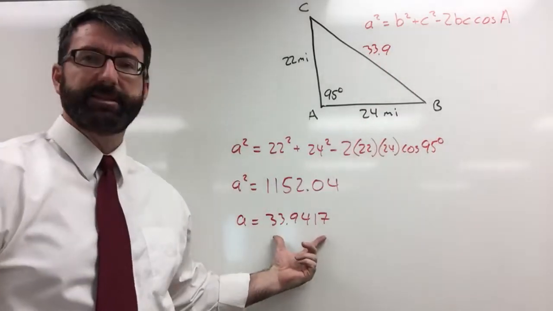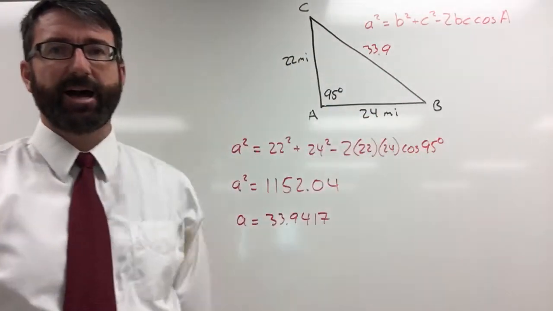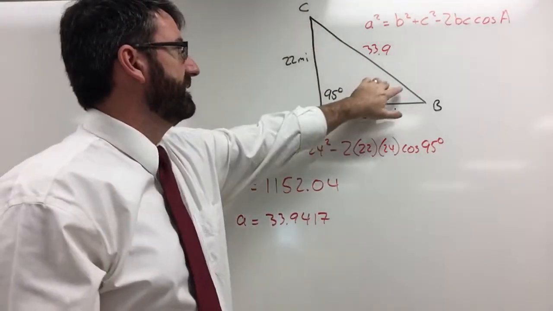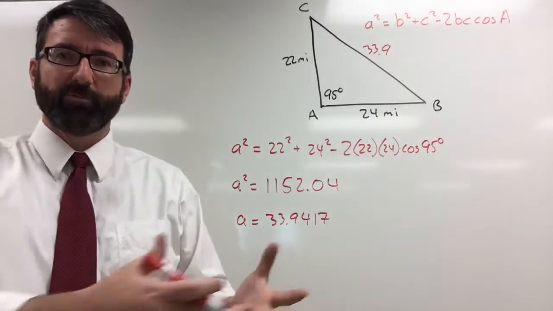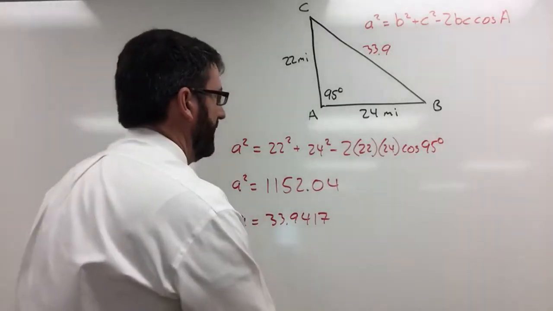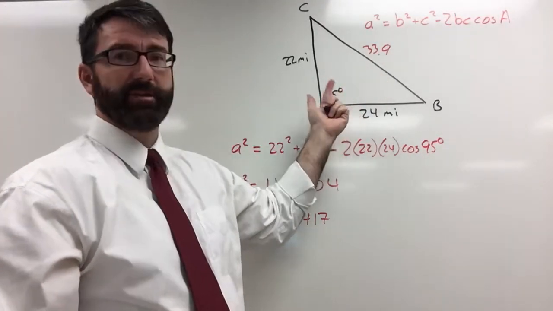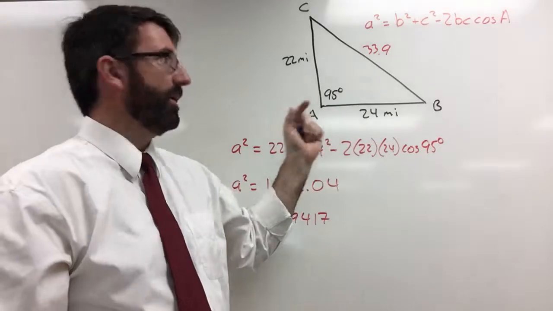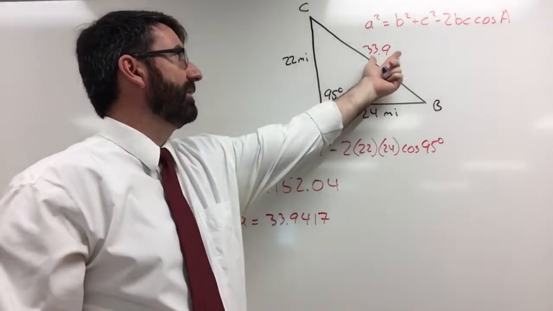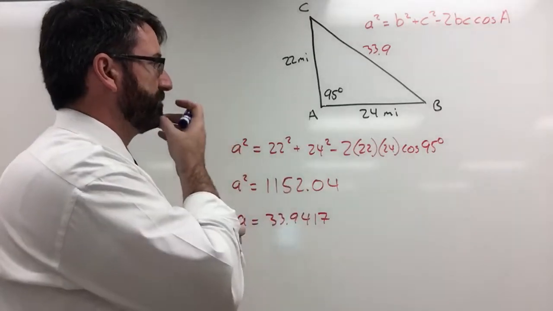But I want to leave this entire answer for right now, because we're going to need to use the length of this side to find these other two angles, and I don't like rounding in the middle of a problem. So now that we know this side, we have an angle and side pair that we know. We know angle A and we know side A. So we can use the law of sines now to finish this problem.